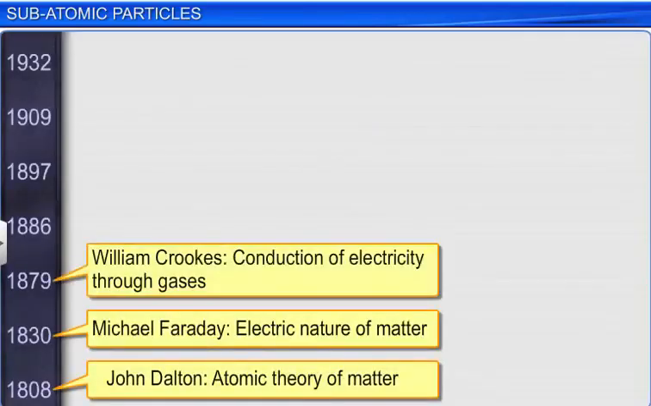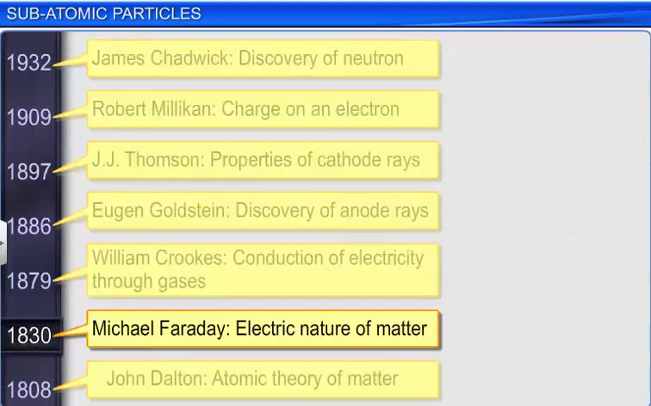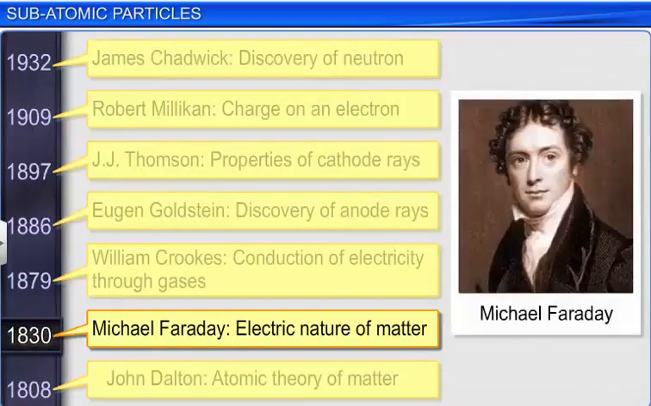However, it could not explain the results of many experiments conducted by scientists in the later part of the 19th century and 20th century. For example, it could not explain the electric nature of matter as explained by Michael Faraday through his experiment in 1830.